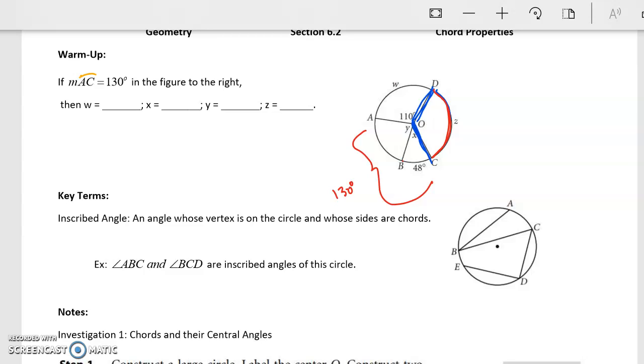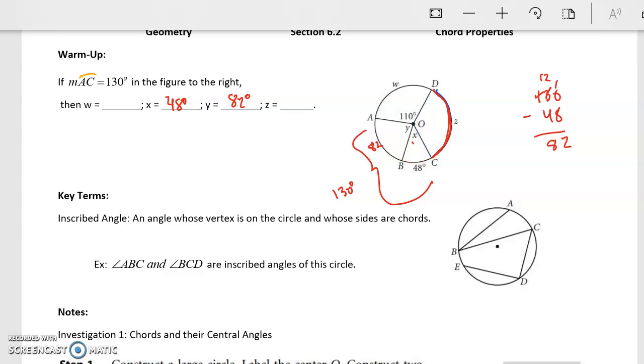And that's going to help us find the measure of arc AB, because arc BC has a measure of 48 degrees, which means X is also 48 degrees. And if I take 130 minus 48, that is going to help me find the measure of arc AB, which is then also the measure of angle AOB, which is Y. So that was 82 degrees.